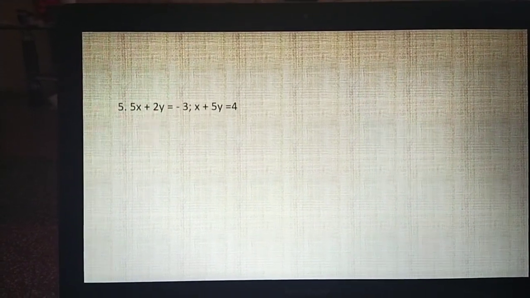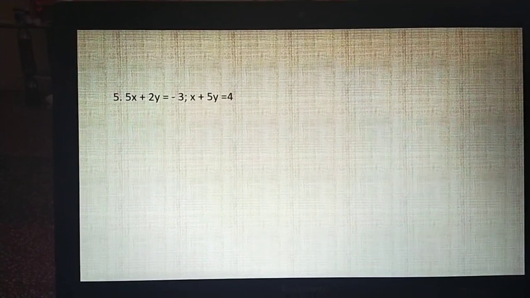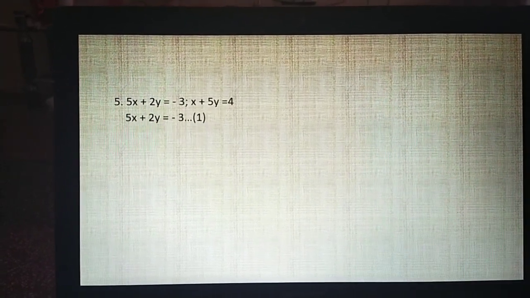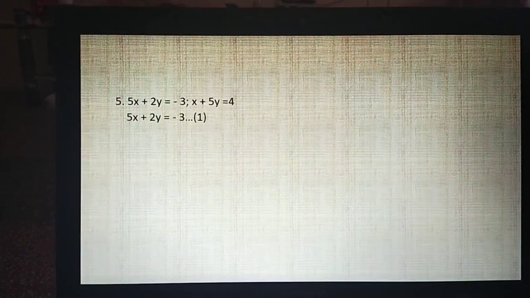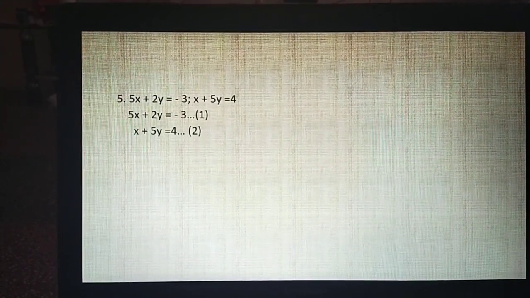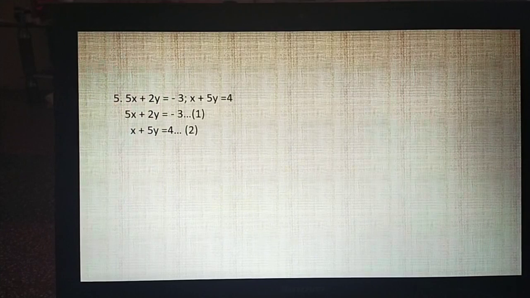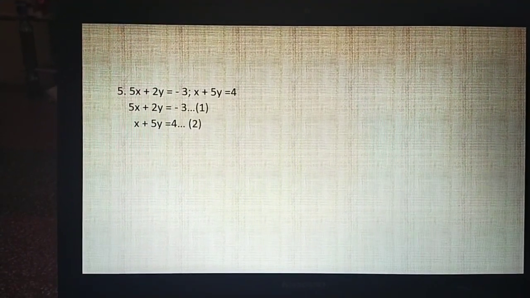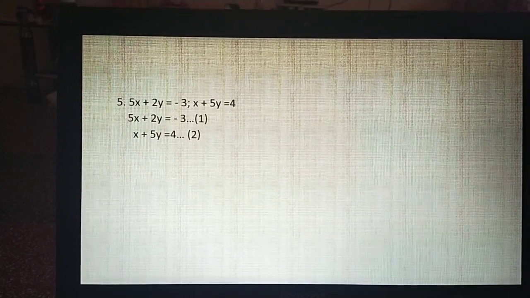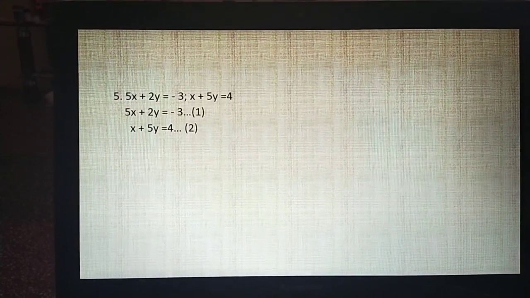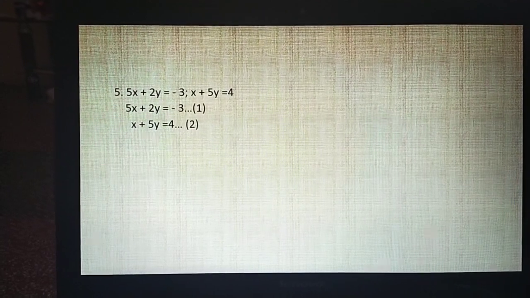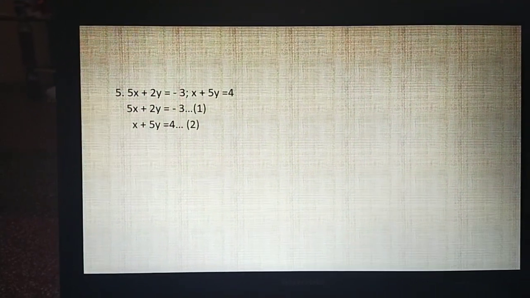Now we start with the next question, that is the fifth question. It says 5x plus 2y equals to minus 3, and the second equation is x plus 5y equals to 4. So we have numbered it as equation 1 and equation 2. Now here we are going to use the substitution method because the elimination method I have already taught you all, and I expect you all should revise the elimination method, and I came up with the new question with the substitution method.